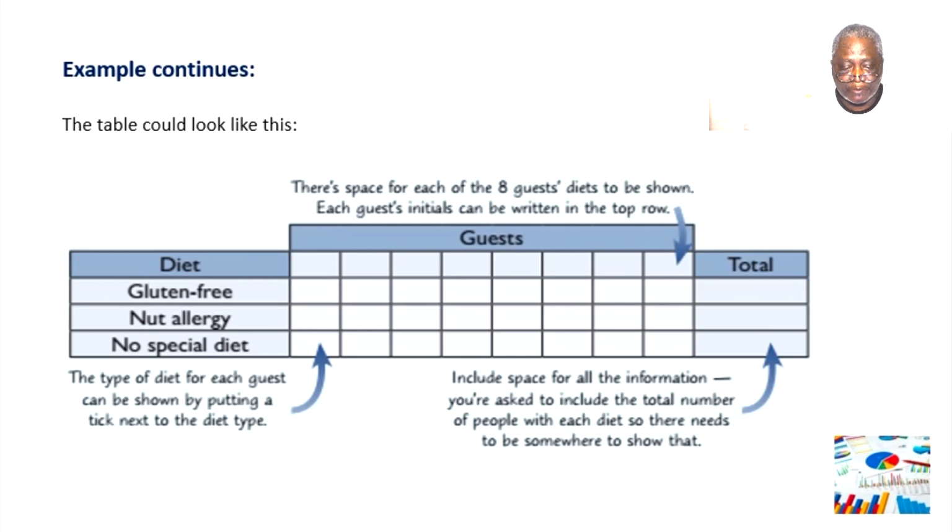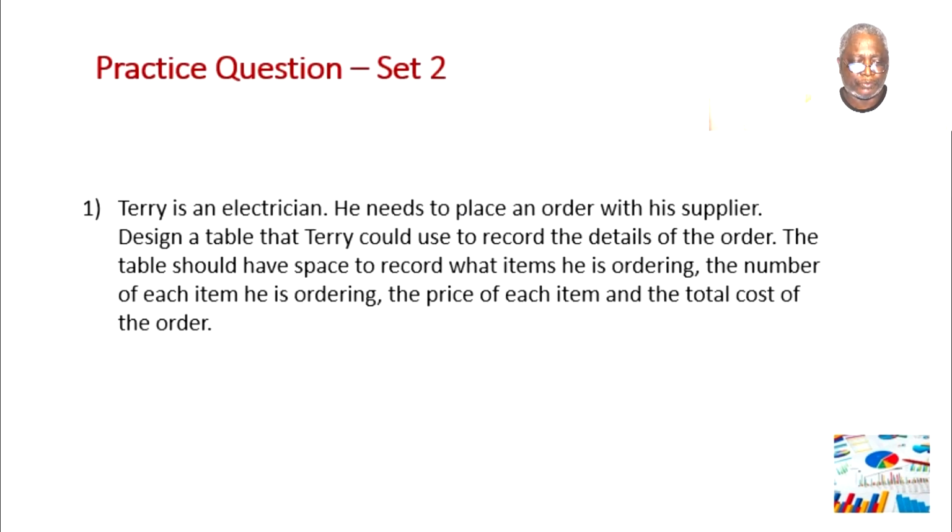Include space for all the information. You're asked to include the total number of people with each diet, so there needs to be somewhere to show that. Creating a table requires a lot of effort and understanding of what you're asked to do. But once you've done the table, it's one of the most efficient tools you can use in data collection and processing. Here's an example of a specification for a table.